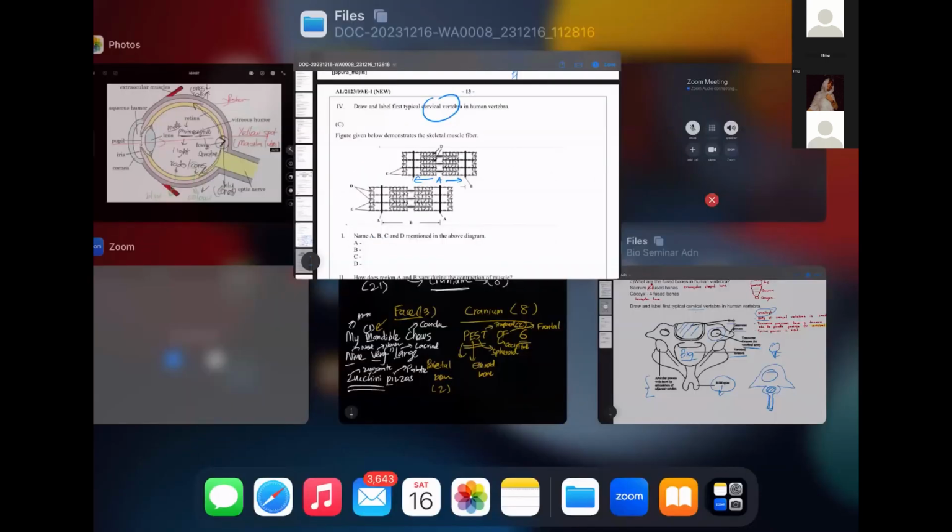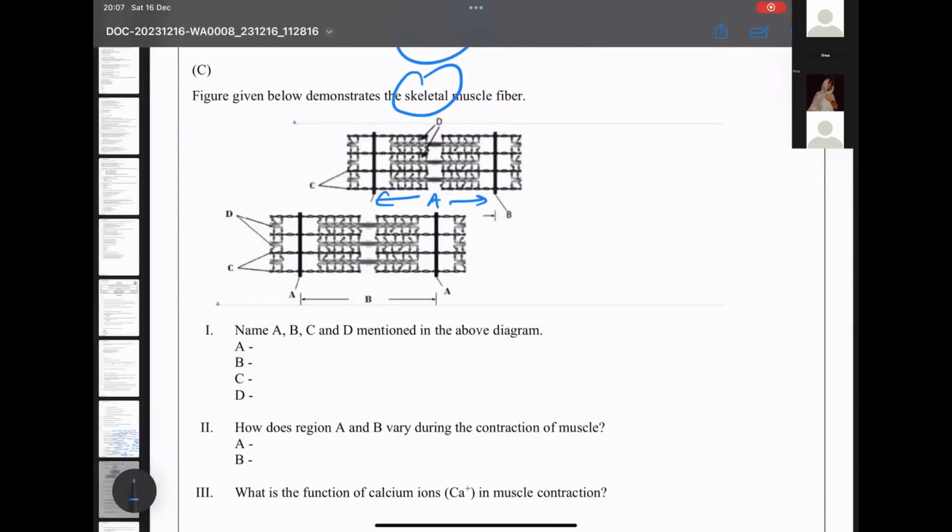So here also, name A, B, C, D mentioned in the above diagram. First of all, when you look at this, what should come into your mind? This is a sarcomere. Sarcomere means what? Simply, it's a skeletal muscle cell. Not exactly a skeletal muscle cell, but a part of skeletal muscle.